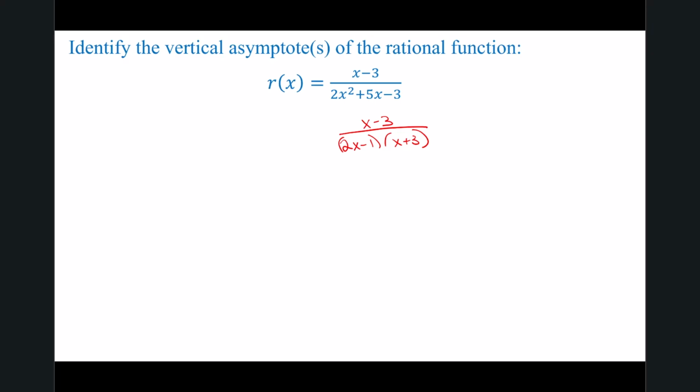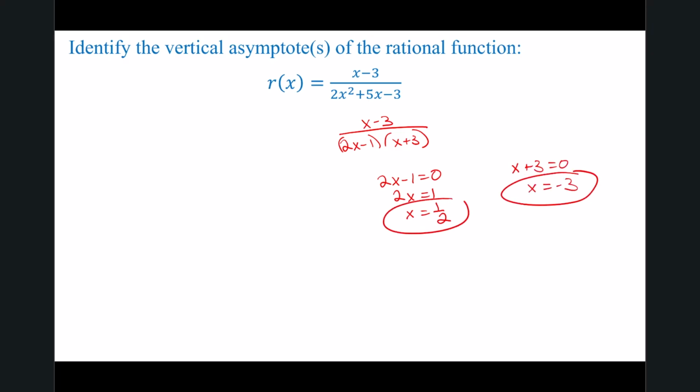There are no common factors to cancel out. So to find our vertical asymptotes, we have 2x minus 1 equals 0, which means that x equals 1/2. That's one vertical asymptote. And x plus 3 equals 0, so x equals negative 3 is another vertical asymptote.